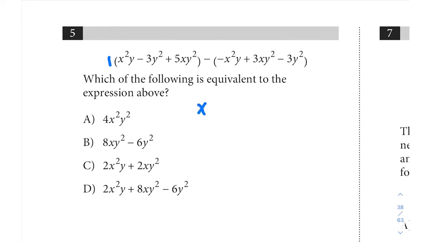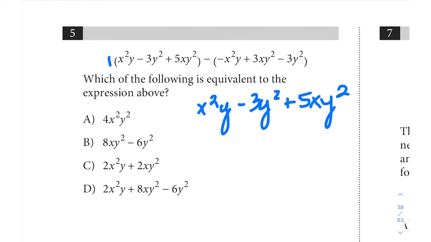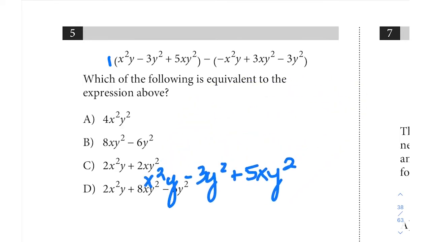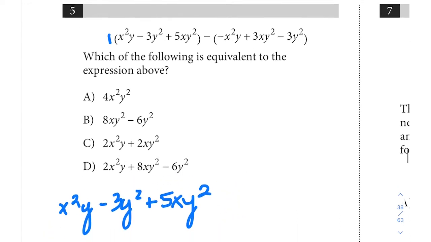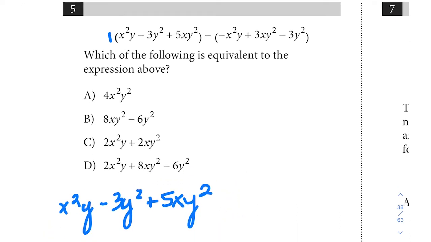We would rewrite this as x squared y minus 3y squared plus 5xy squared. So that stays as is. I'm going to just move this down here to give us a little bit more space to write. So now, for the next parentheses, this one's a little bit trickier because we have a negative out front. And just like if you had a numerical value, that negative has to be distributed to every single term.